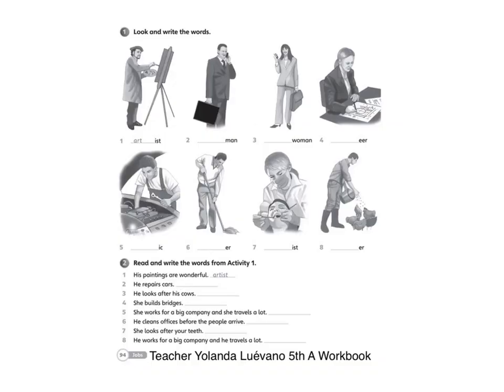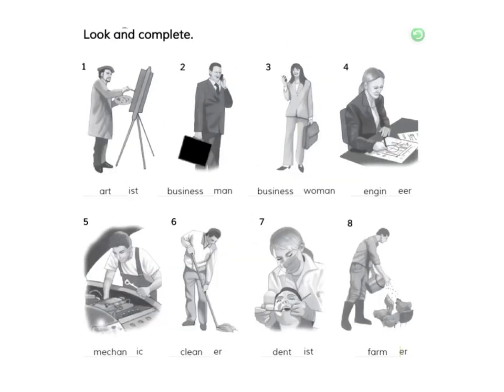Now let's open our workbook at the same page, page 94. At page 94 we have two exercises. The first exercise is to complete the letters to make the correct spelling of the professions that are listed here. Please pause this video and do it. So the answers of the first exercise should look something like this.